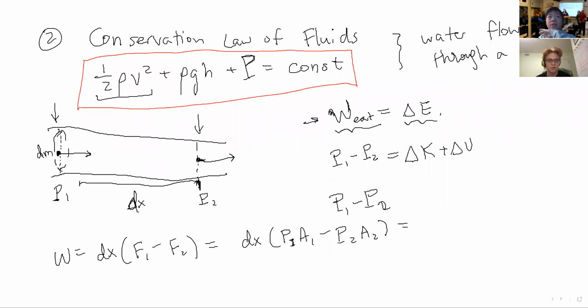You get dx p1 a1 minus dx p2 a2. And then A dx is equal to volume, right? Yes. So then you have the volume flow rate. So this becomes P1 V1 minus P2 V2, right? But then because of volume flow rate, this is constant.